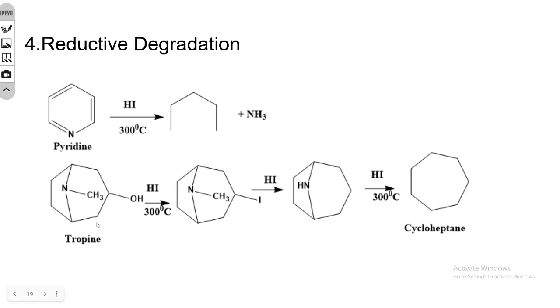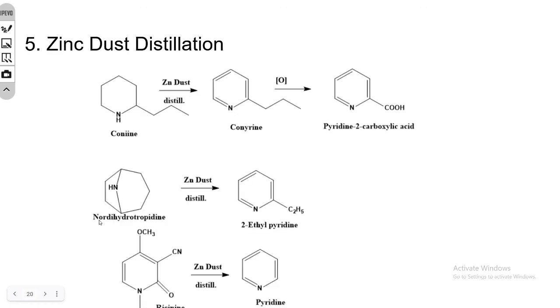That is reductive degradation. Then zinc dust distillation. It is actually distilling the compound with zinc powder at high temperature. The main reaction will be dehydrogenation, that is, removal of hydrogen. So after dehydrogenation, we may get an aromatic system like this. From this compound, we have an idea about the parent compound. So this is another two examples.